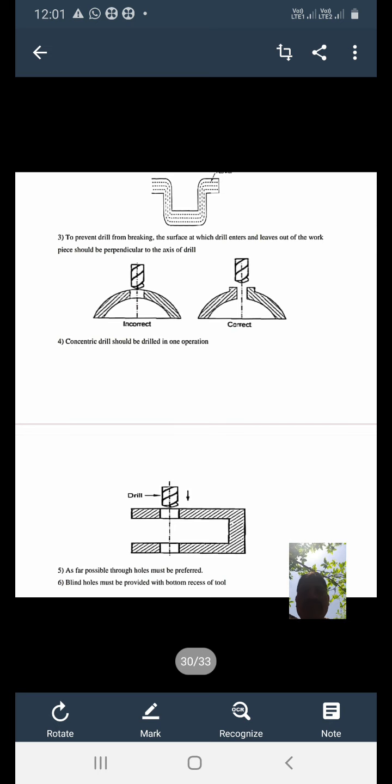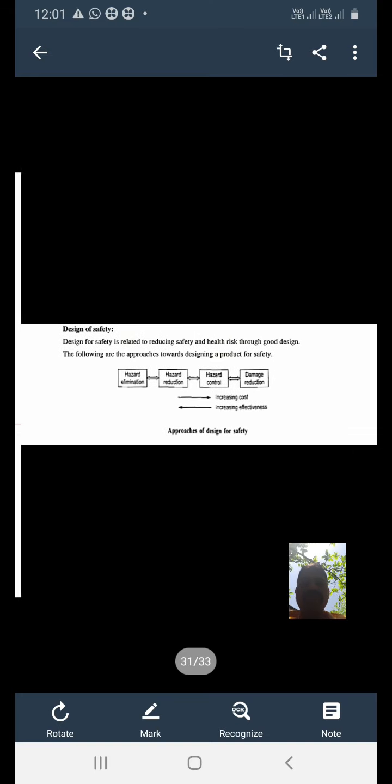Okay. Then second, again, blind holes must be provided with a bottom recess of the tool. Use that method and do better forging.